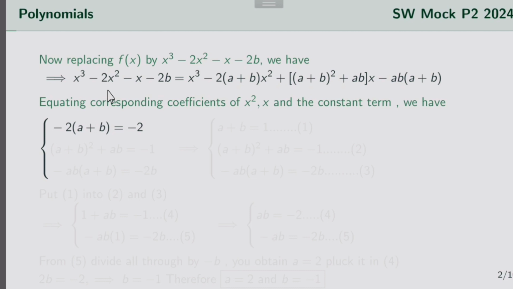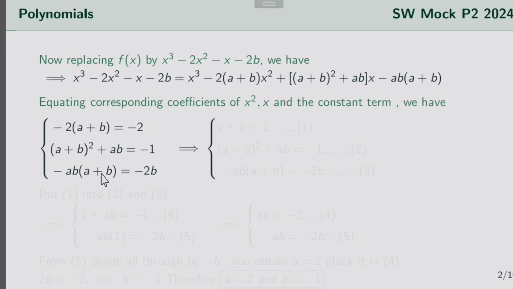So I will instead equate the coefficient of x squared on the left hand side, which is negative 2, with the coefficient of x squared on the right hand side, which is negative 2, into A plus B. Then I also equate the coefficient of x on the left hand side, which is negative 1, with the coefficient of x on the right hand side, which is A plus B squared, plus AB. Then finally, I'll equate the constant term on the right hand side, which is negative AB into A plus B, to the constant term on the left hand side, which is just negative 2b.